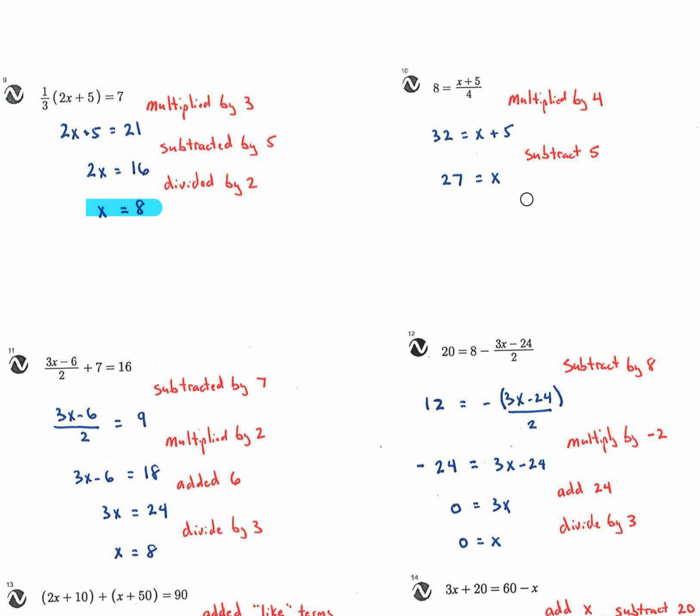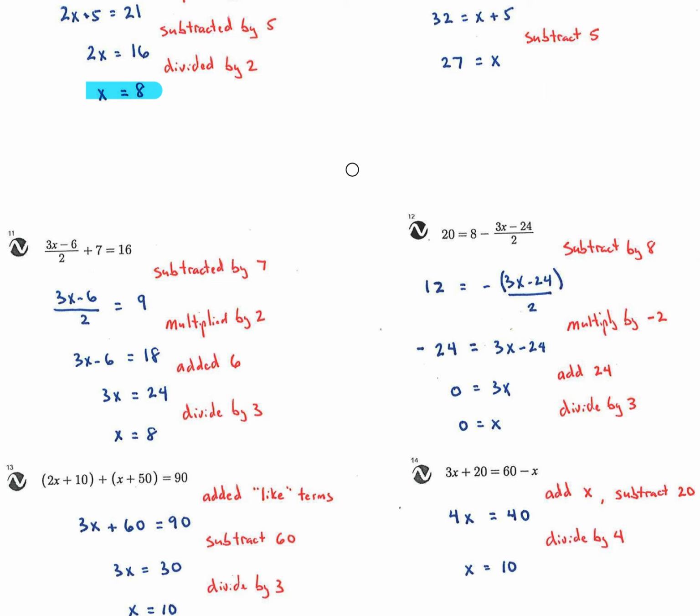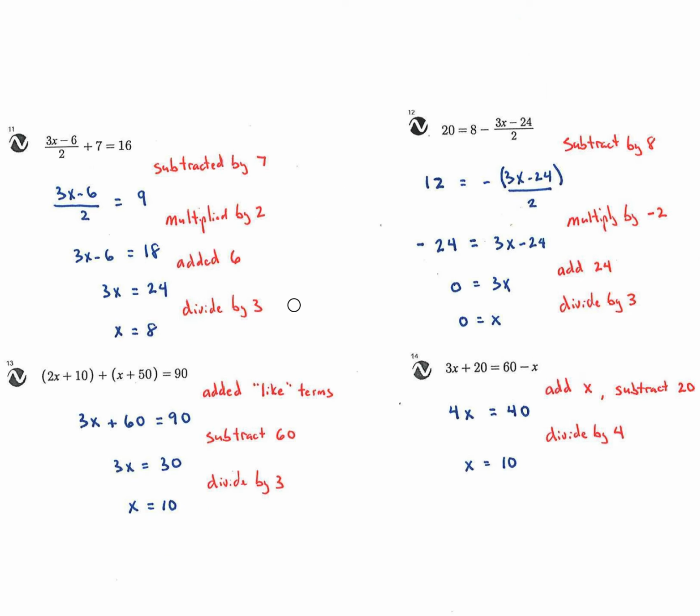If you look at number 10, the first thing I'm going to do is multiply by 4, because right in here I have this divide by 4. Then I'm going to subtract 5 to get rid of adding 5. And then I'm done. 2-step. Right? 11 is a 4-step equation.